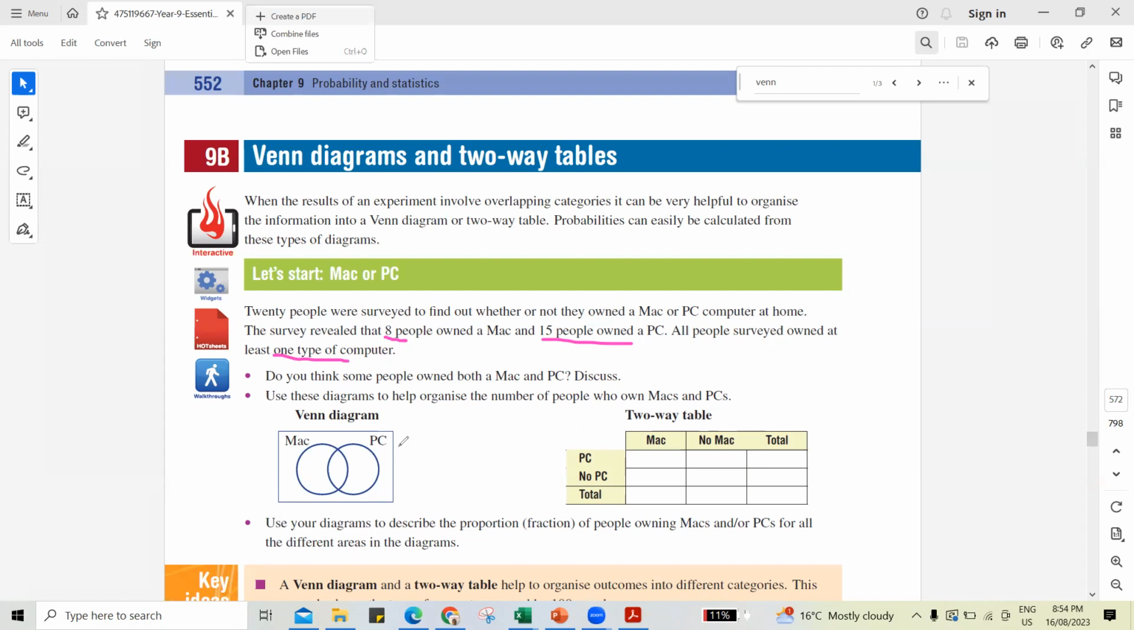And they're asking the first question: do you think some people own both Mac and PC? But they haven't given how many people total. Use the Venn diagram to help organize the number of people who own Macs and PCs.